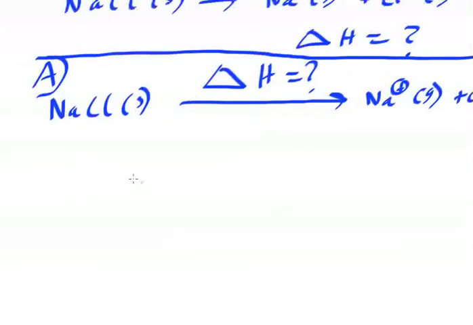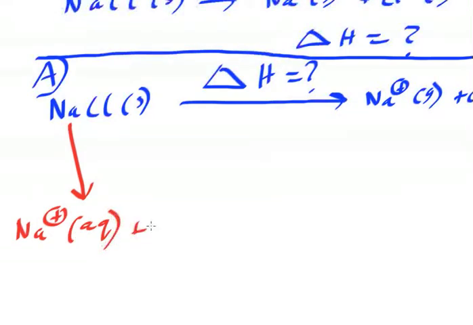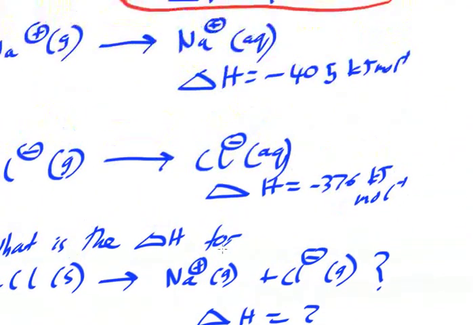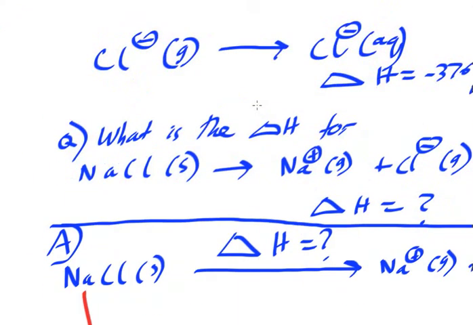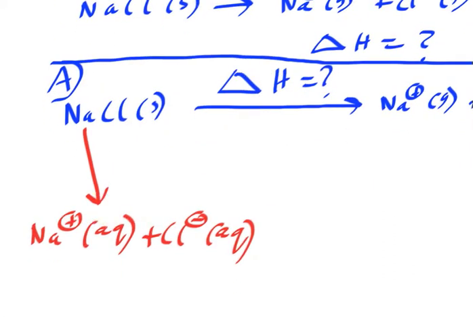So down here, this goes to Na+ aqueous plus Cl- aqueous. And what was the delta H? Well, up here it's just there. It's the 4 number. So that number there, I'm going to write in delta H equals 4. I'm not going to bother writing the units just now whilst I go through my working.